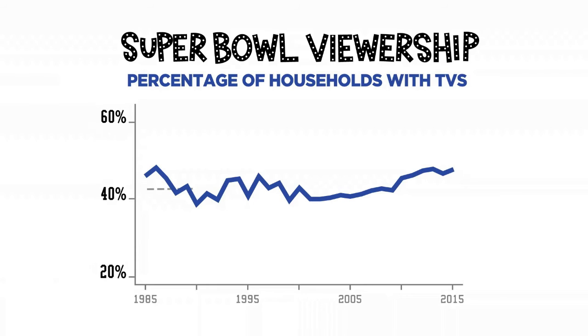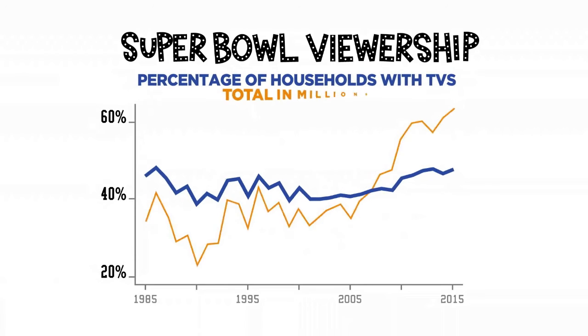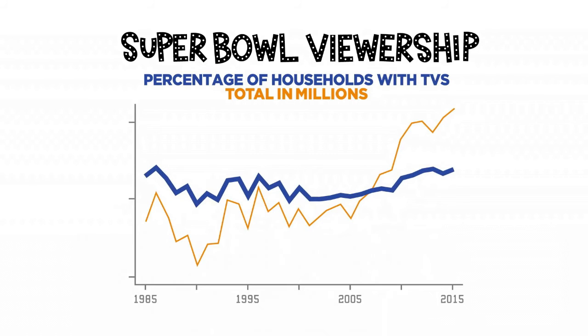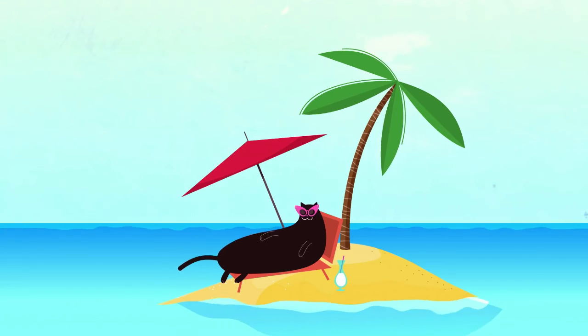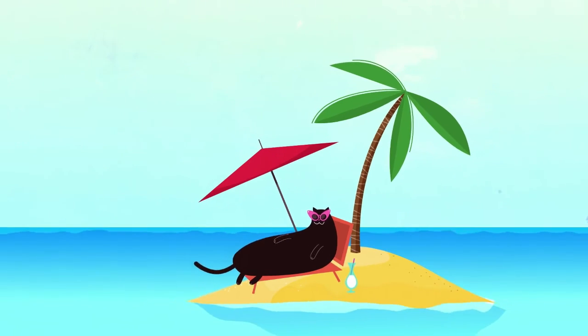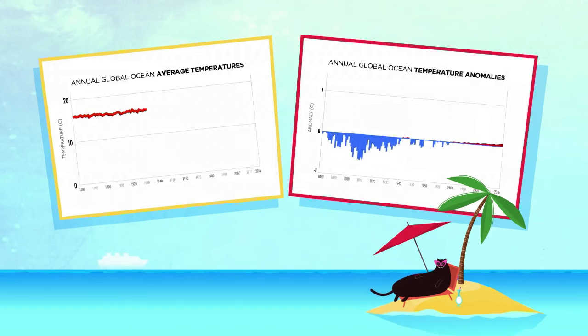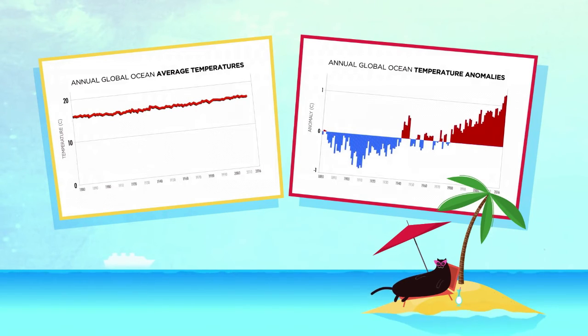The ratings have actually held steady because while the number of football fans has increased, their share of overall viewership has not. Finally, a graph can't tell you much if you don't know the full significance of what's being presented. Both of the following graphs use the same ocean temperature data from the National Centers for Environmental Information. So why do they seem to give opposite impressions?